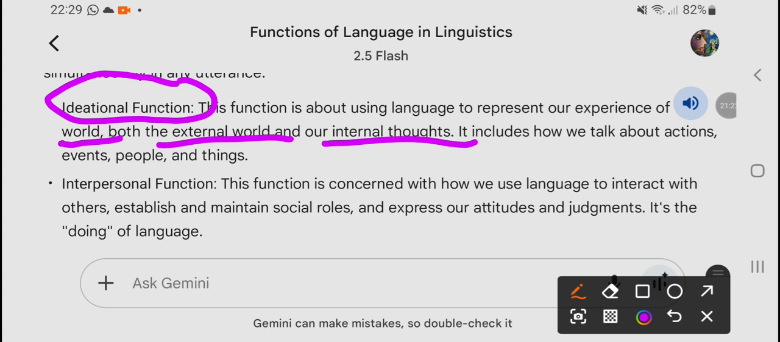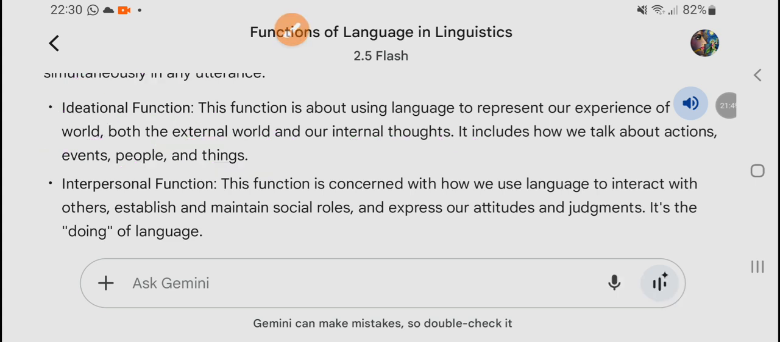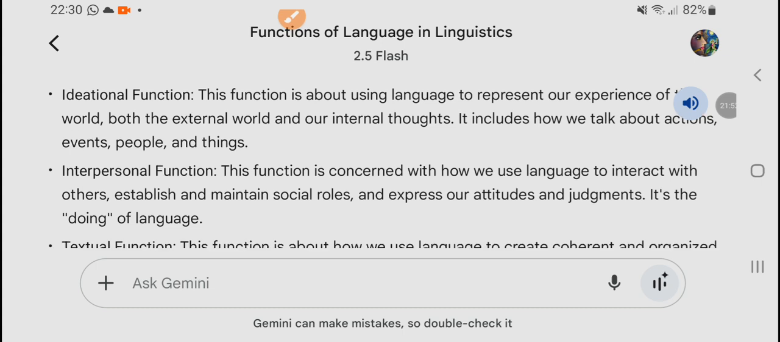And it includes when we talk about actions. I'll go tomorrow to buy books, suppose. Events, I have to attend a marriage party or birthday party. Yesterday we enjoyed a party. Or she is a very good natured lady, or she is very rude, or something. I liked that cell phone. All these kinds of sentences or language are used to represent our experience of the external world or internal thoughts.